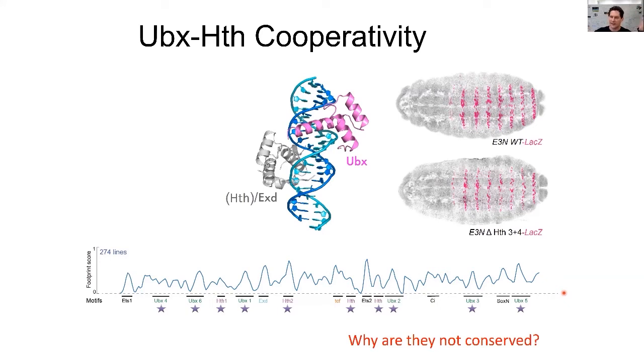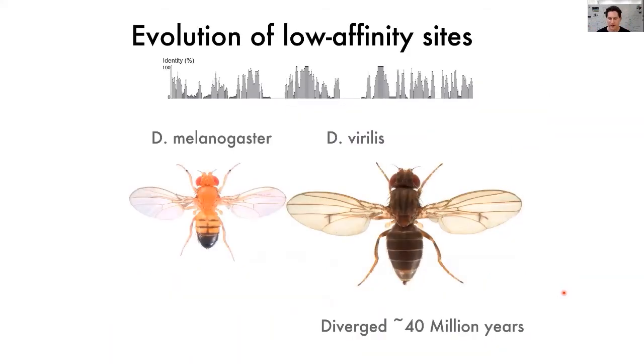This very classic metric we thought was very important, it should be constrained over time. So for this, we focused on two different Drosophilids, which have been diverging about 40 million years. You can see that melanogaster, if you compare it to Virilis, Virilis is a very large, much larger fruit fly. And if you look at the sequence conservation in these plots and look at the identity, you can see that it's really variable across this particular enhancer.